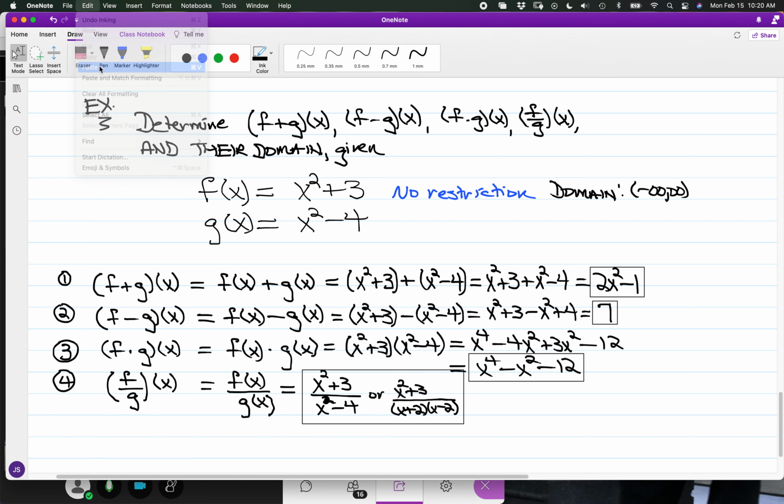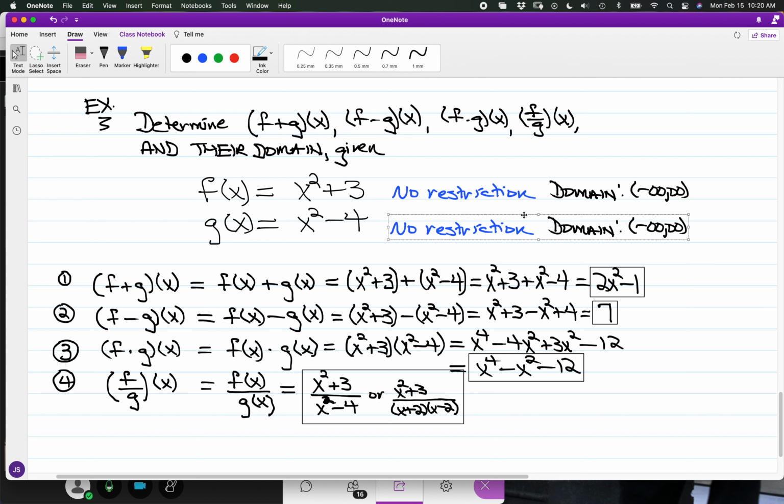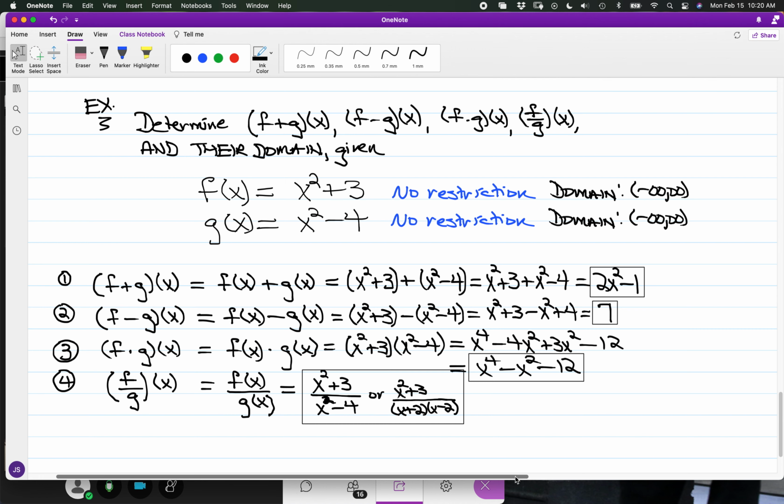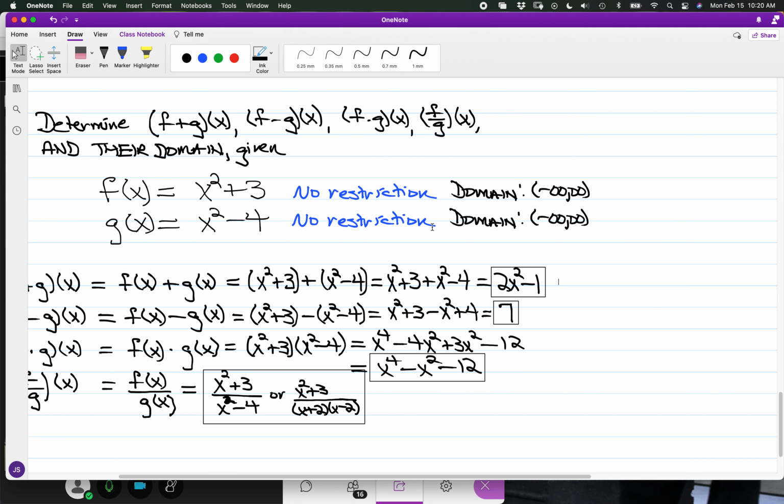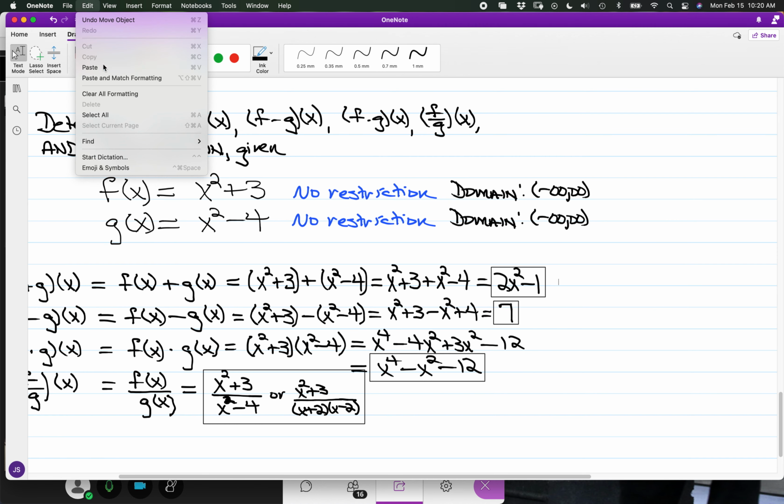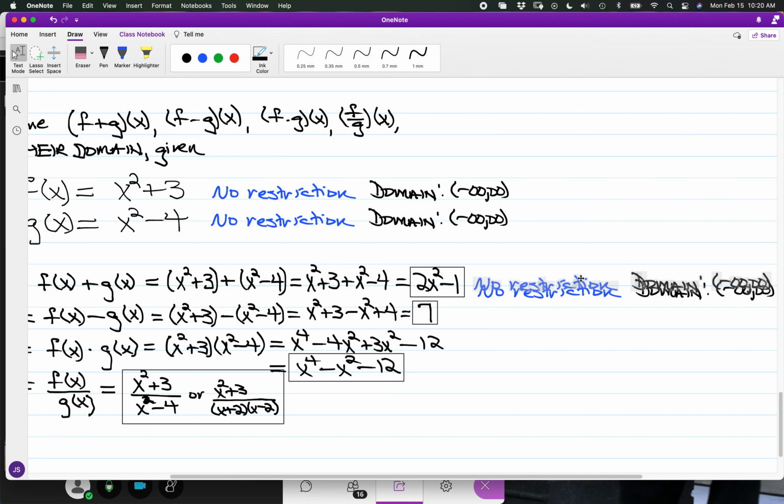You have a direct expression for g of x, a quadratic, also with no restriction, so we have the same domain. And since neither f nor g of x has restrictions, we won't have restrictions for the sum, difference, or product functions either. So we have that bit of history to repeat 3 more times.